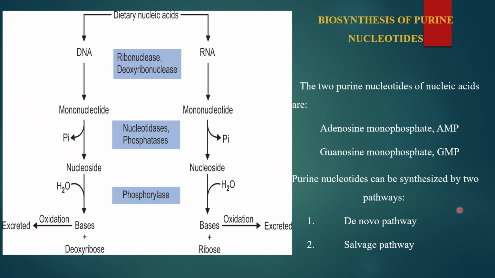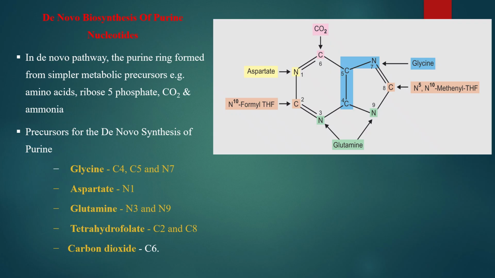So purine nucleotides can be synthesized by two pathways. We'll see here the first, the de novo pathway, and then the salvage pathway. So, de novo biosynthesis of purine nucleotides. We can see the structure of this purine base. This base consists of two rings, and two nitrogens are present in each ring. So we number them 1, 2, 3, 4, 5, 6, and then 7, 8, 9.